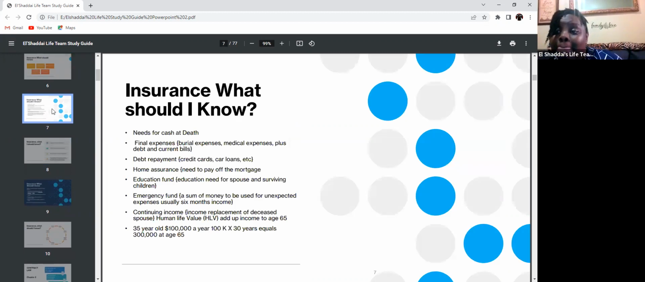Needs for cash. There are going to be some needs for cash at death. Final expenses, burial expenses, medical bills. Debt: current bills, debt repayment, credit cards, car loans, home loans, a mortgage to pay off. Education fund, emergency fund. See? These are things to remember.